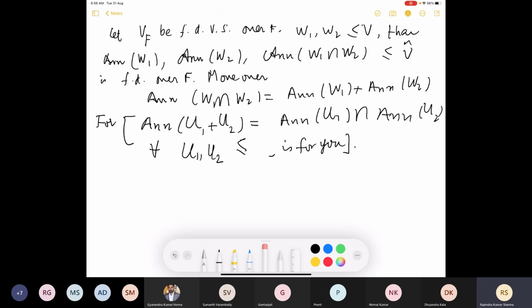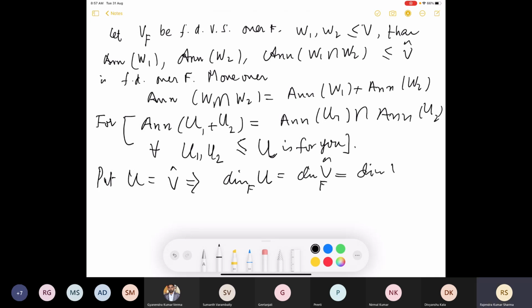Is the result that you can prove. So this is for you. Now put this U as V hat. So this is the dual of V over F, and we know that the dimension of U, this is the dimension of V hat over F, same as the dimension of V over F. So this also is finite dimension.